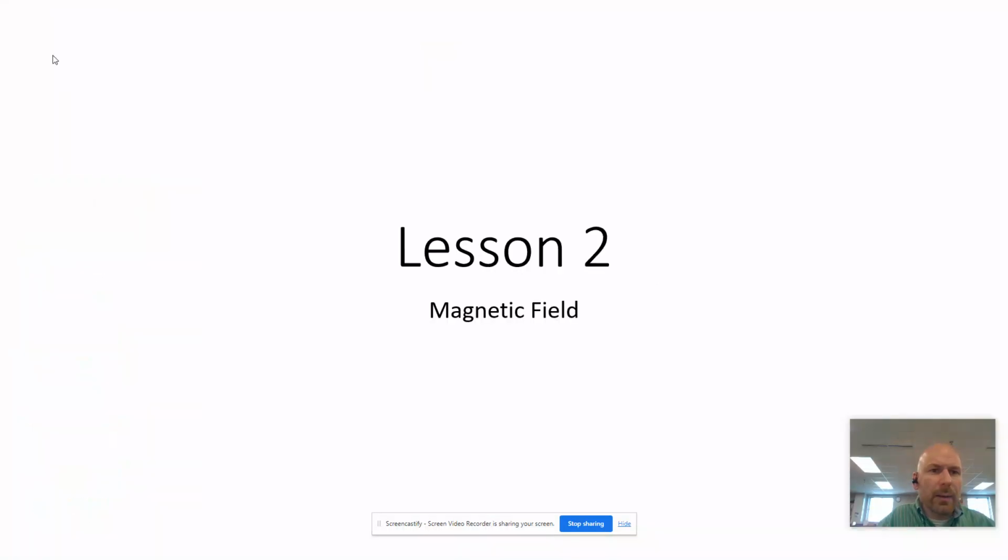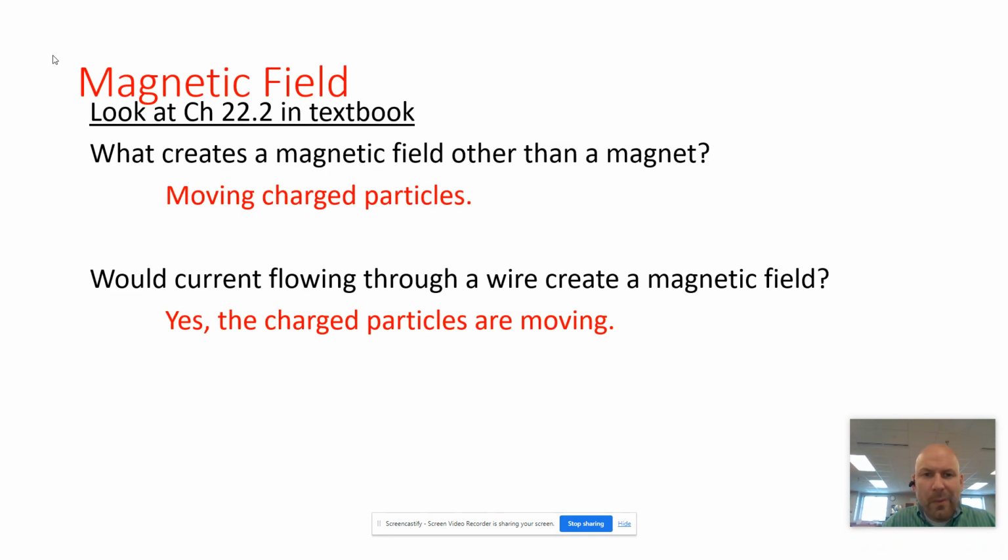Today we're going to look at magnetic fields. Look at it beyond just magnets, what causes them. So, what creates a magnetic field other than a magnet? Moving charged particles. This is going to be foundational fact number one. What causes a magnetic field? Moving charged particles.